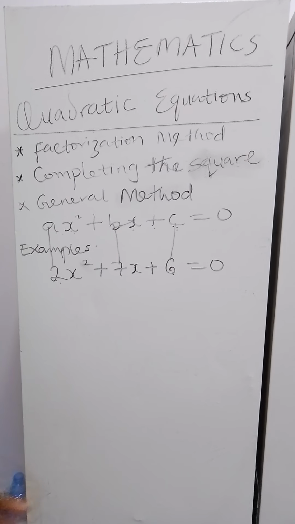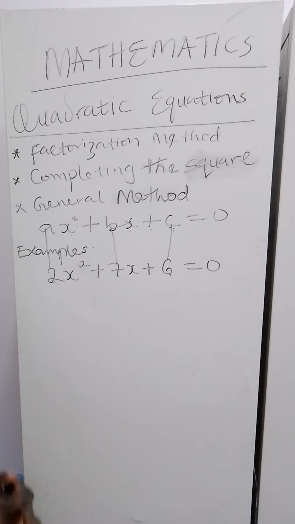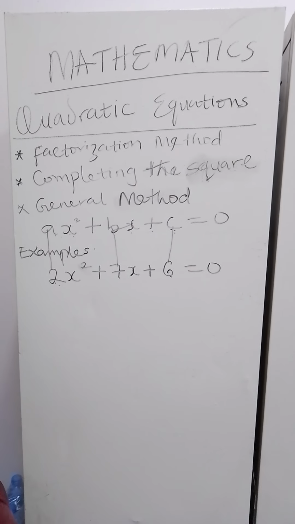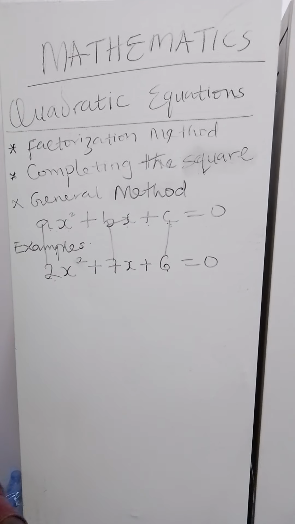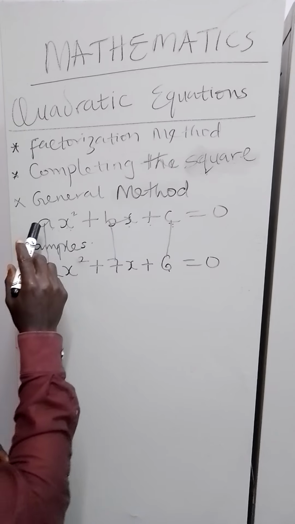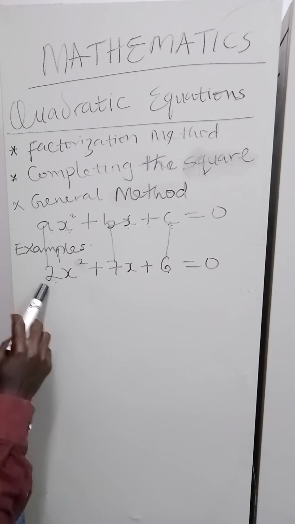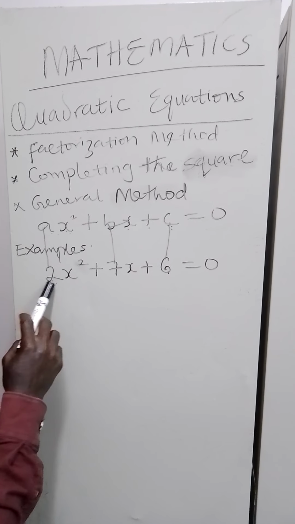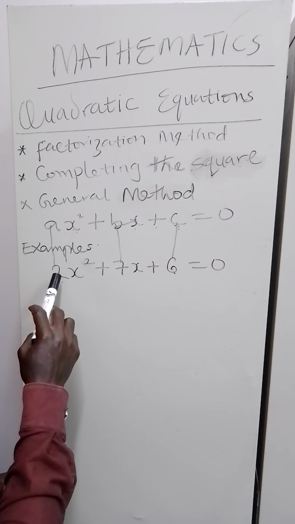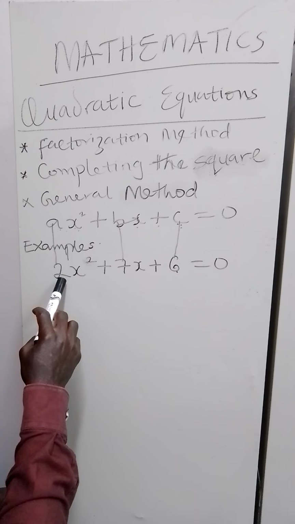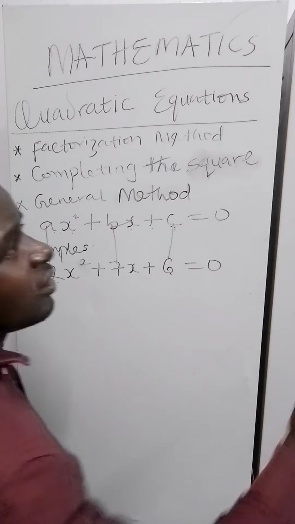Now, to apply the factorization method to solve a quadratic equation, we have to follow some steps. The first step is to find the product of A and C. That is the first step. Take note. Find the product of what? Of A and C. That means multiply A and C together. As far as this question is concerned, our A is 2, while our C is 6. By the time we multiply 2 and 6 together, what are we going to get? We are going to get 12. That is step number 1.